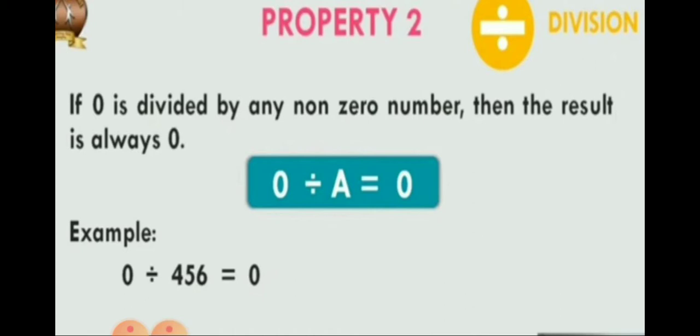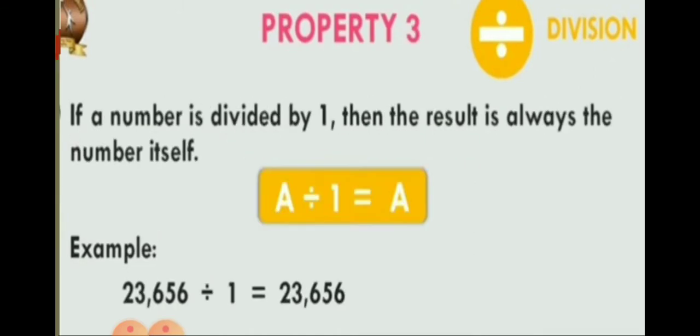Property 2. If 0 is divided by any non-zero number, then the result is always 0. You can see 0 is being divided by any number. Let us take it as a and you can see our answer is 0. Let us take a look with the help of an example. 0 divided by 456 and you can see we have got 0.